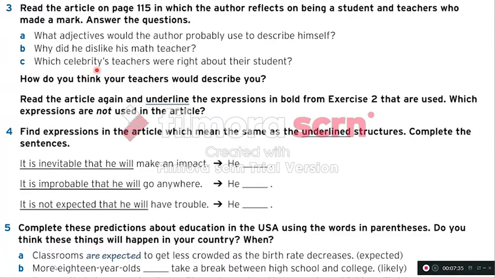All right, if you're done, here we have one question that you will discuss with your classmates. How do you think your teachers will describe you? All right, do it, and when you finish, we'll continue.